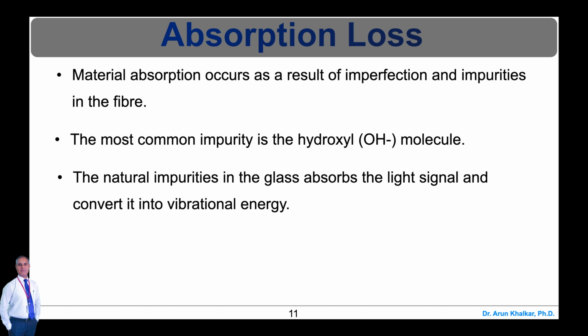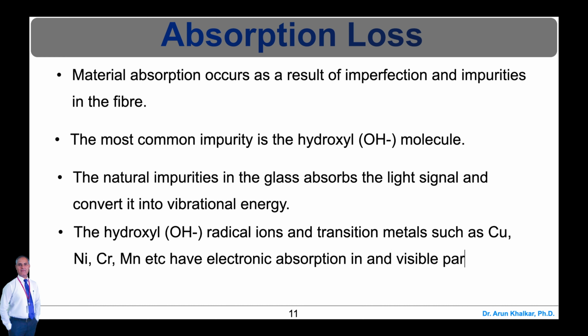The natural impurities in the glass absorb the light signal and convert it into vibrational energy or some other form of energy. The hydroxyl radical ions and transition metals such as copper, nickel, chromium, manganese, etc. have electronic absorption in the visible part of the spectrum. Their presence causes heavy losses.